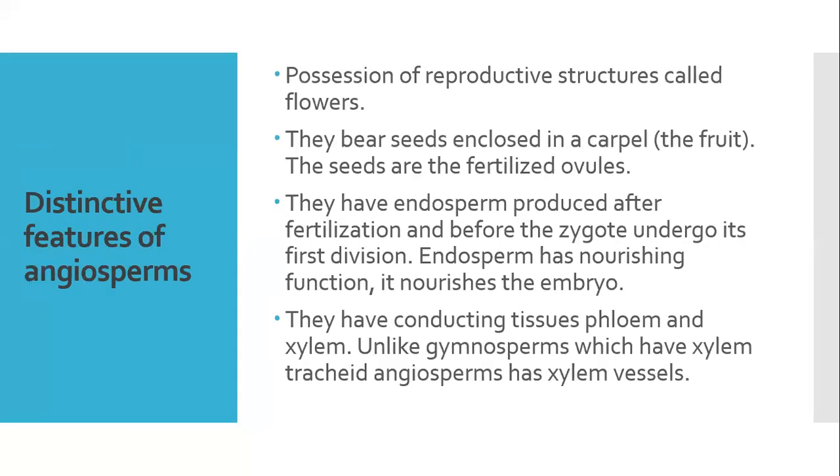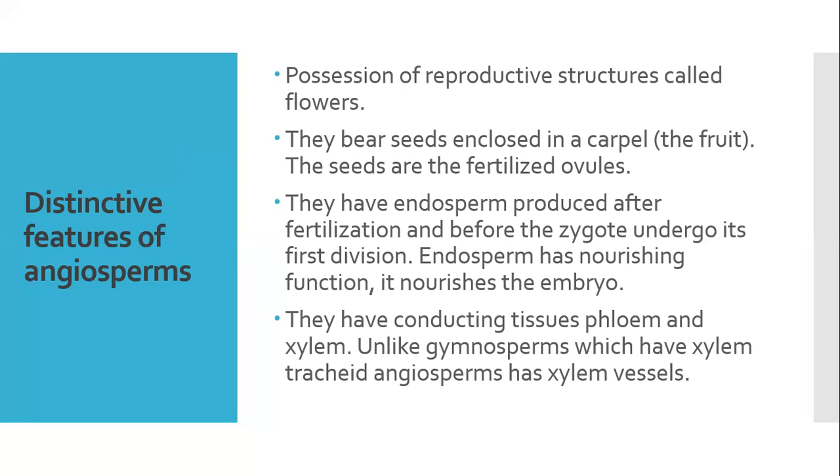Their distinctive feature is the possession of reproductive structures called flowers. They bear seeds enclosed in a covering, that is the fruit. The seeds fertilize the ovules. They have endosperm produced after the fertilization and before the zygote undergoes its first division. The endosperm has a nourishing function that nourishes the embryo.